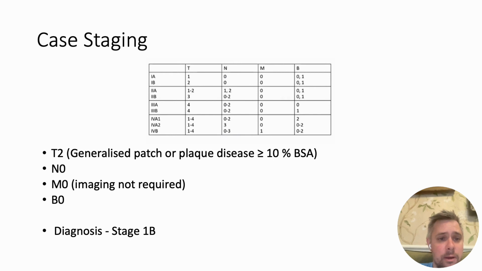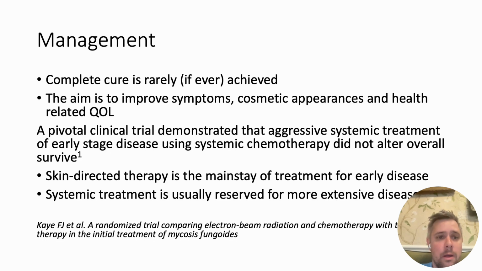So in our gentleman, he had T2 stage because he had patch or plaque disease greater than 10% of body surface area, but it's quite simple. He had no nose involvement, no metastasis, no blood involvement, and he was diagnosed as stage 1B.